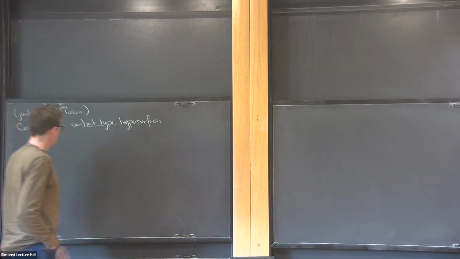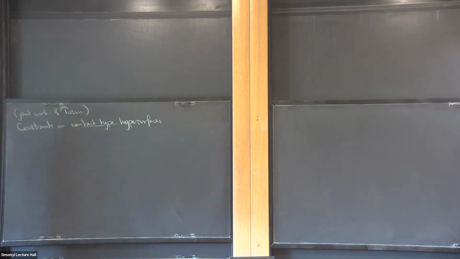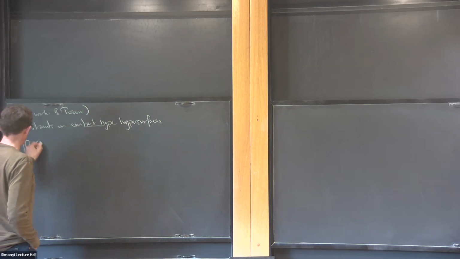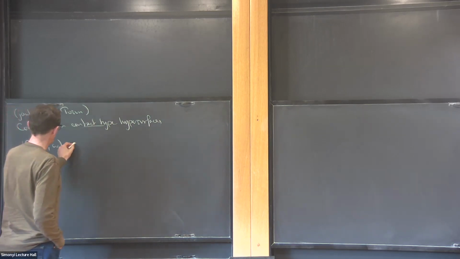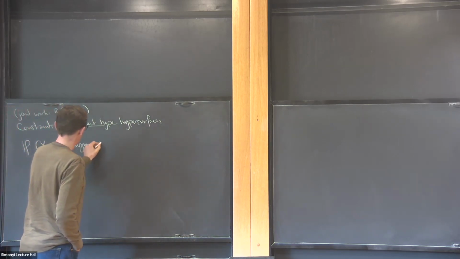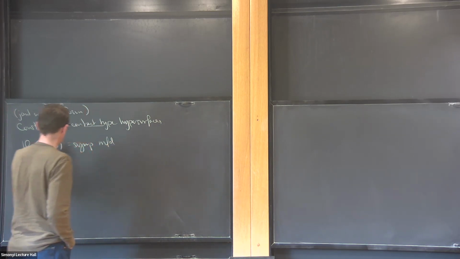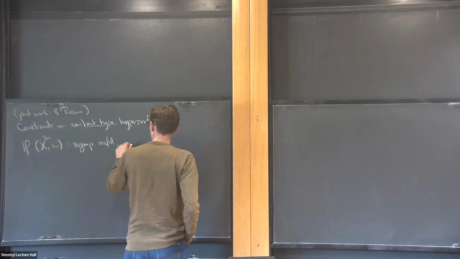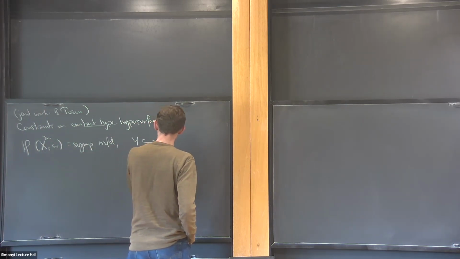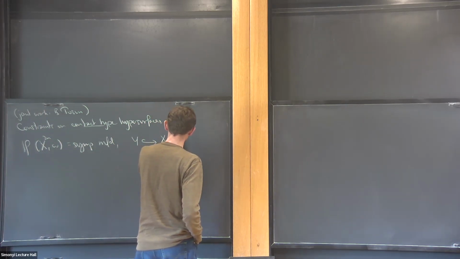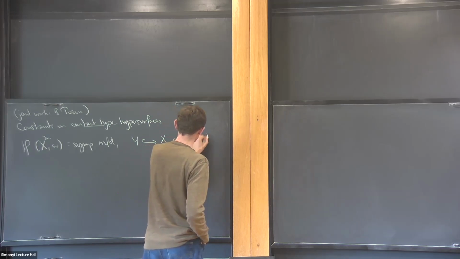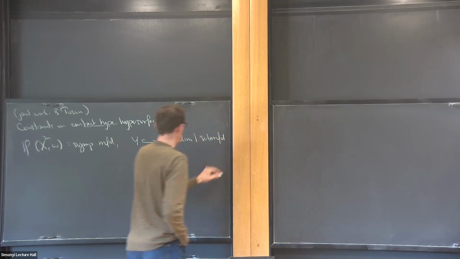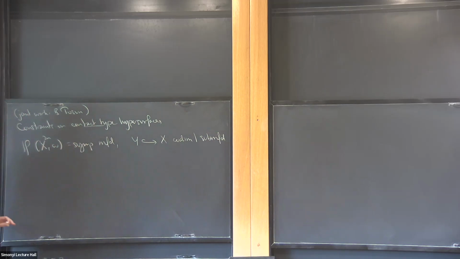So the title was about contact type hypersurfaces. So maybe I'll quickly remind you what that means. So if you have a symplectic manifold, maybe could be general dimension for the moment, and you have a codimension 1 smooth submanifold, this contact type condition means the following.